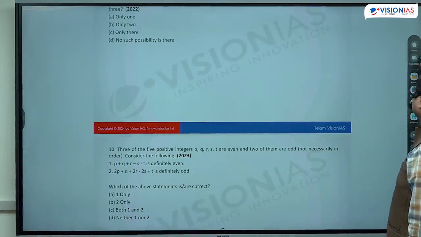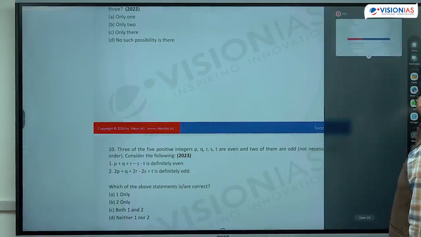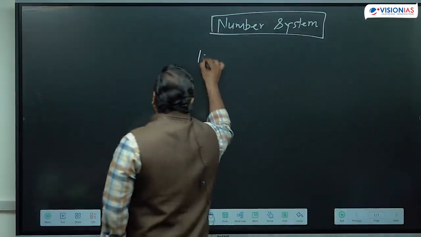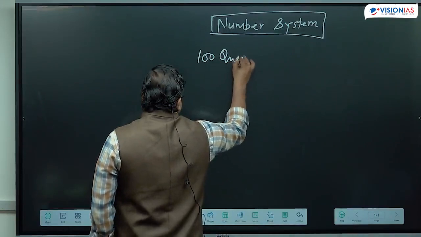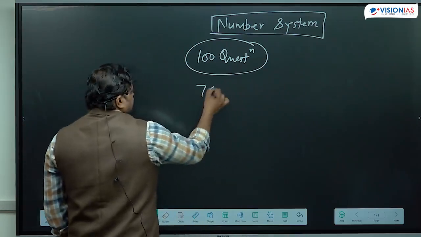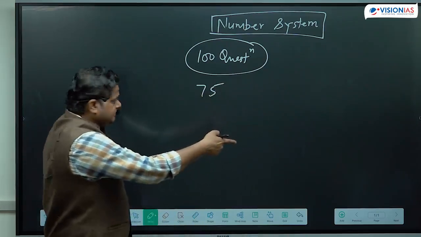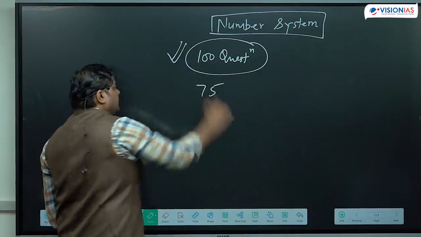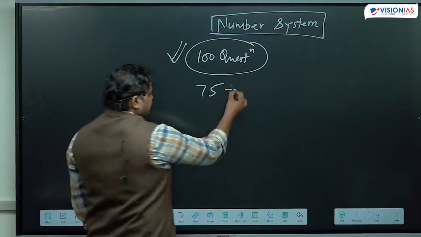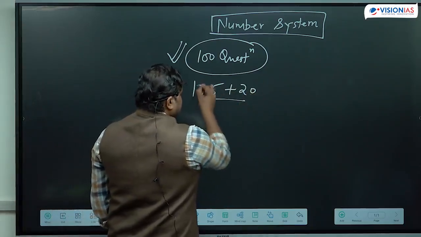Then we have this. I have one more set of around 100 questions. This is around 75 previous year questions. One more 100 question ka set is there. This 75 plus 20, this year's questions.